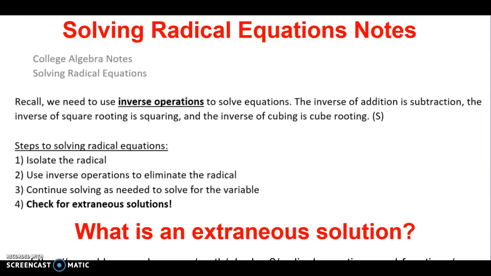All right, so last class we talked through the steps. First step, isolate the radical. What does that mean? Get it by itself. Then we inverse the radical. So what undoes a square root? A square. Then you continue solving, and then lastly, check for extraneous solutions.